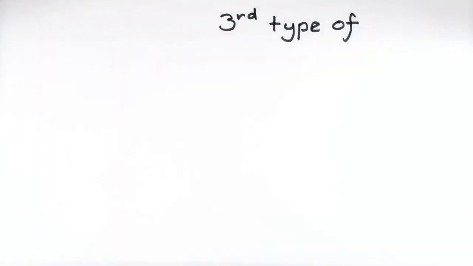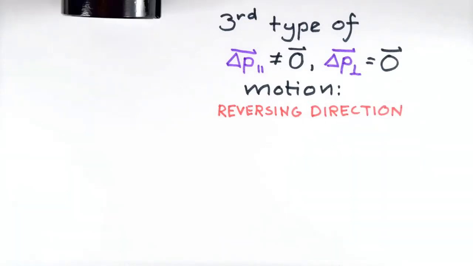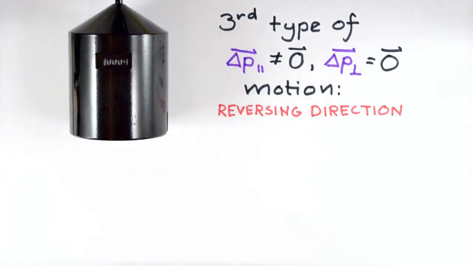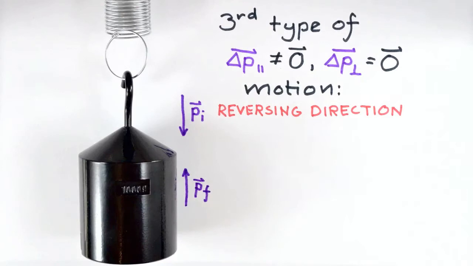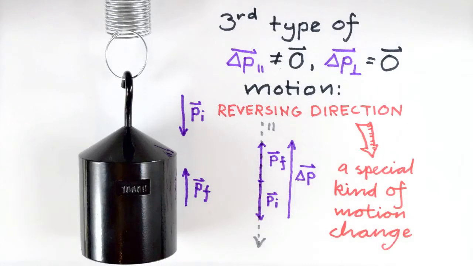Now there's a third kind of motion change along a line that can happen with delta p parallel non-zero. It's a combination of slowing down and speeding up that leads to the object reversing direction. One concrete example of this is the motion of a mass on a spring. Think of the object moving downward initially, then later moving upward. In between, the object comes to rest momentarily. Before this moment of rest, the object is slowing down. After that moment, it's speeding up. We can calculate delta p, and we can see this is a non-zero delta p along the parallel direction that leads to a special kind of direction change, a reversal of the direction of motion.